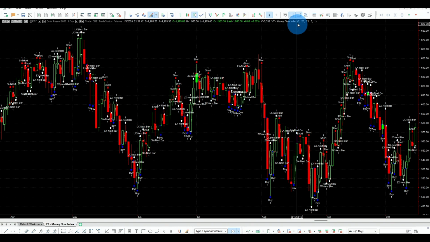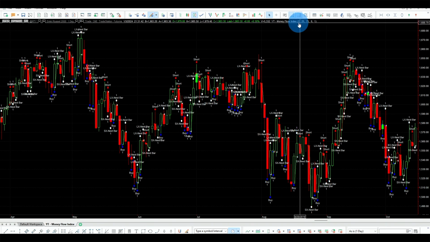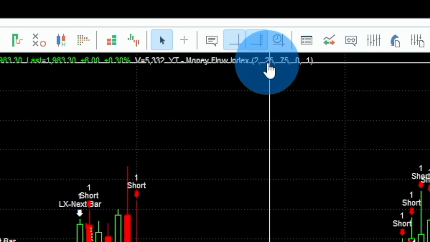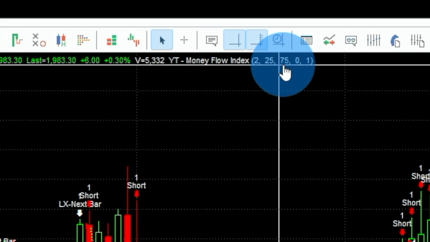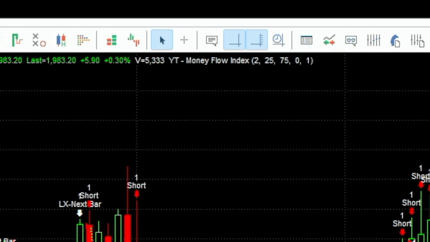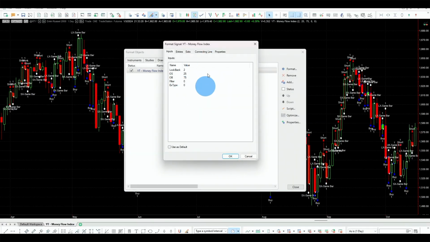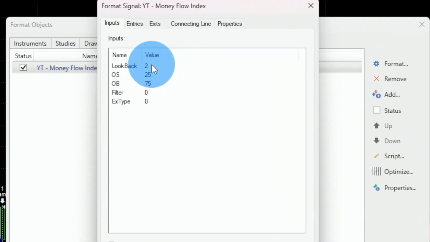So this is the strategy using a 2-bar lookback. Just like I showed you on the chart, with 2, you get many signals. And we're using the level 25 to go long, but we're also using 75 to go short. So this is a long-short strategy. Here are the strategy parameters. Our lookback is 2, and that's why we have so many signals. The oversold level to go long is 25, and the overbought level to go short is 75. So the strategy is long and short.